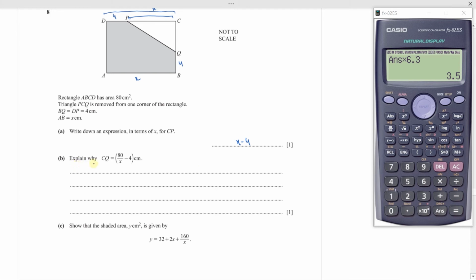Part B is explain why CQ equals 80 over X minus 4 centimeters. So if you look at the area of this rectangle, area is equal to length into width. So length is AB multiplied by width, which is CB. Now if we substitute the values here, we know that area is 80 centimeter square. AB is how much? AB is X.